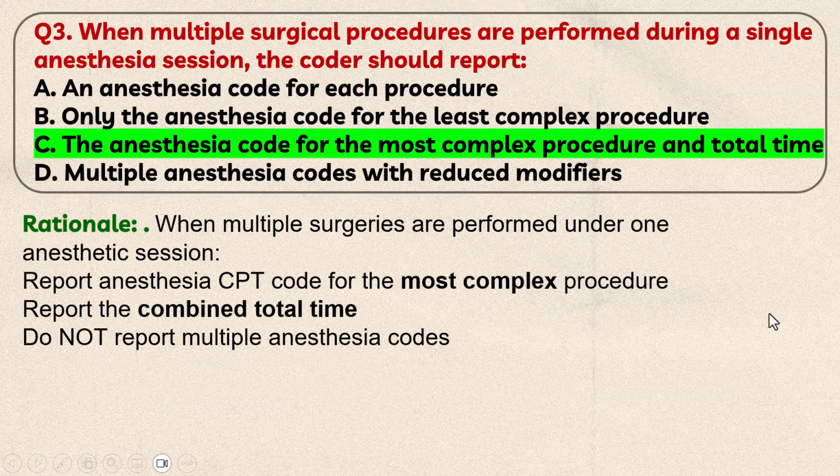Think the answer. The correct answer is C. The anesthesia code for the most complex procedure and total time, as I explained in the guidelines. So the guideline says report anesthesia CPT code for the most complex procedure and report the combined total time. Do not report multiple anesthesia codes.